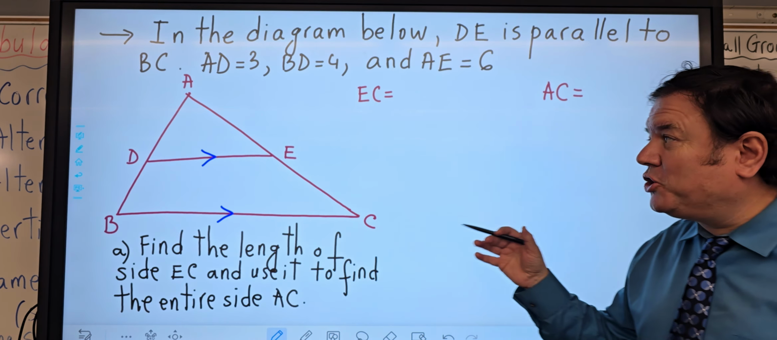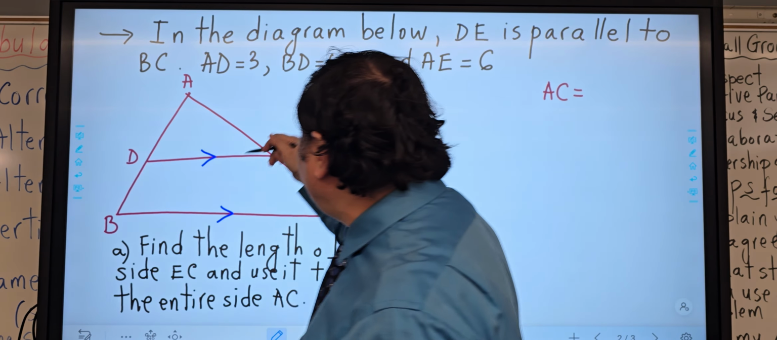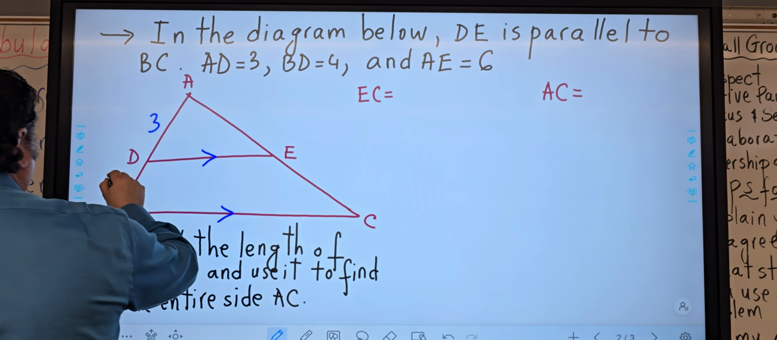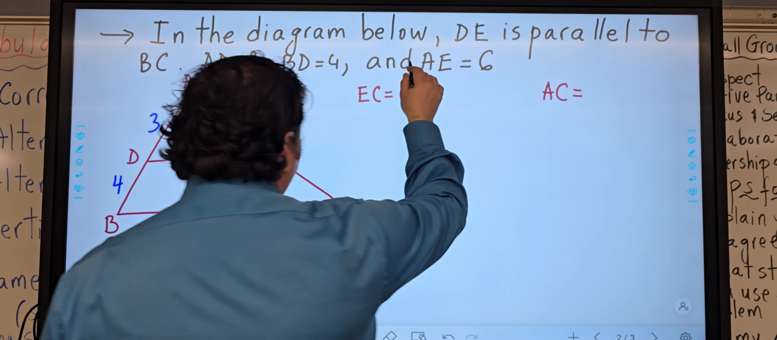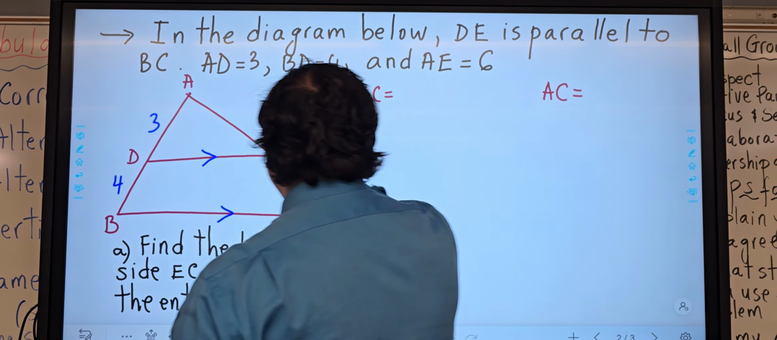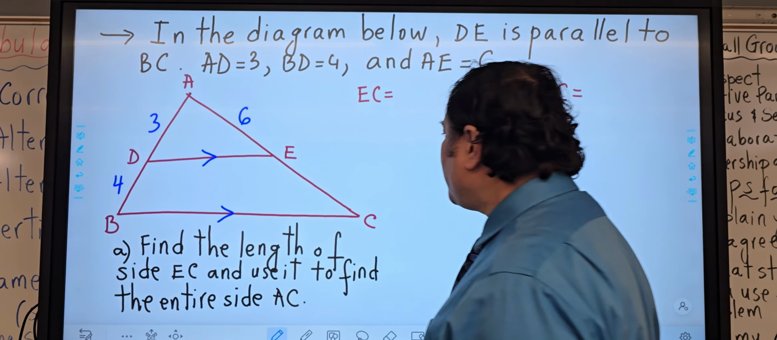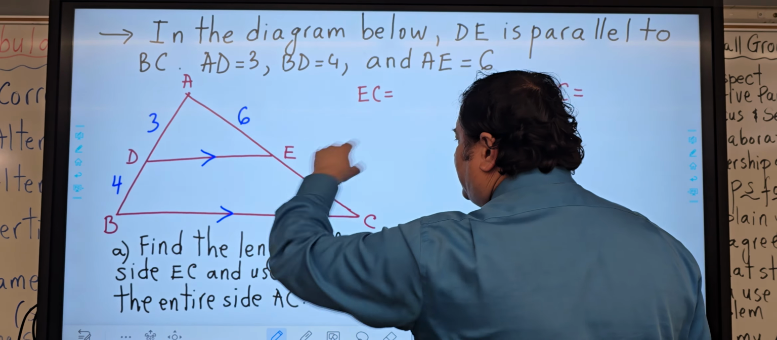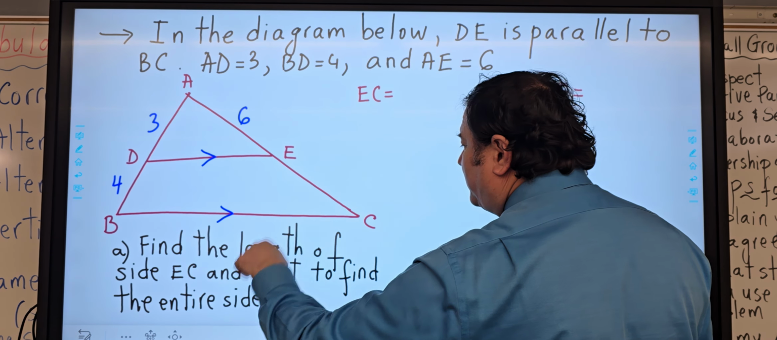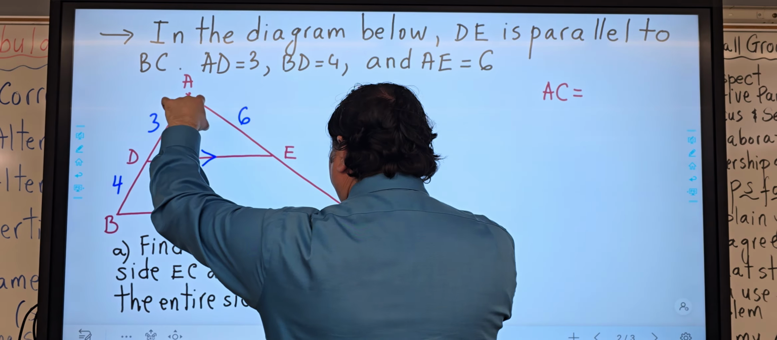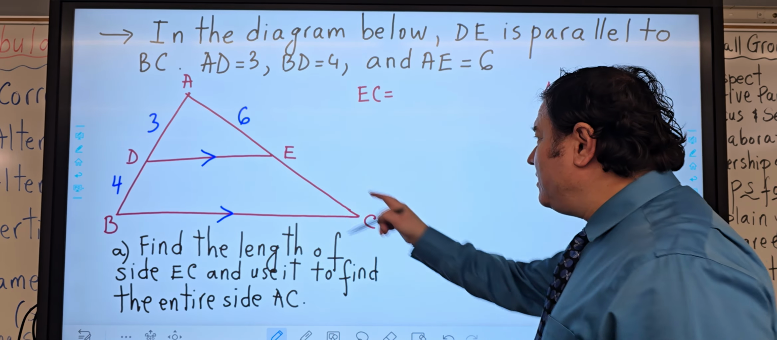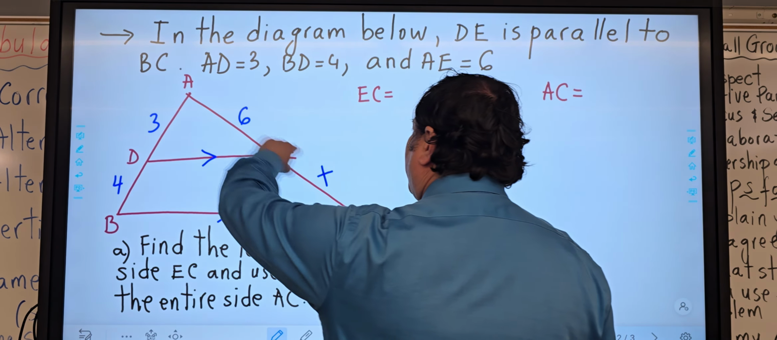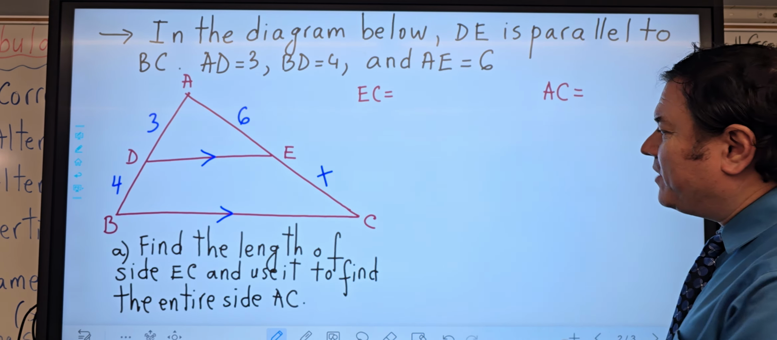And they are giving us additional information. They are giving us that AD equals 3, BD equals 4, and AE equals 6. And then we need to find the length of EC. We need to find EC and use it to find the entire side AC. First of all, we need to find EC, and let's call that X. We need to find this X, and then we need to find the entire AC after we find X.